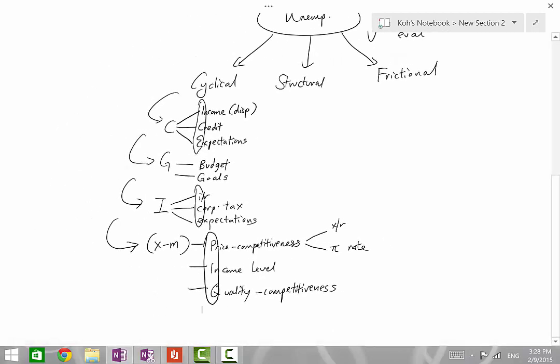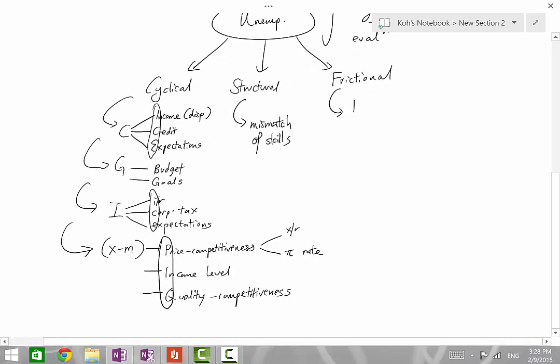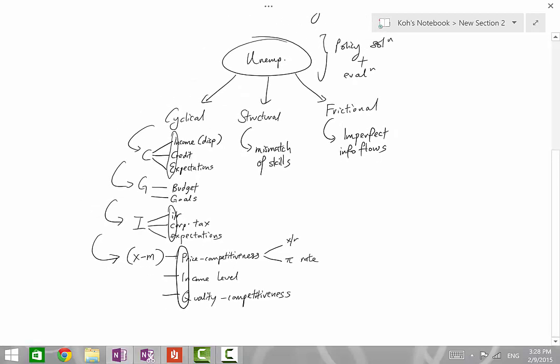Structural unemployment is quite straightforward. It arises due to a mismatch of skills, and this usually happens when the economy is in transition between industries. Frictional unemployment, on the other hand, arises due to imperfect information flows between employers and employees. So now that you have the root causes of unemployment all laid out in front of you, the next step is actually easy.